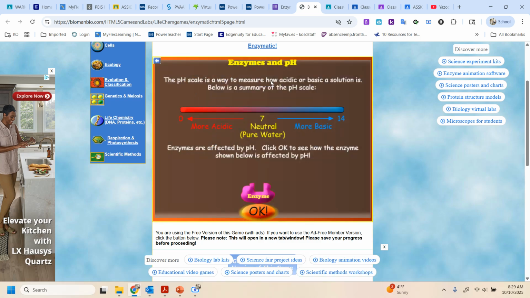So now we're going to check out another factor that would affect enzymes' ability to do their job. The pH scale is a way to measure how acidic or basic a solution is. And if you remember, we talked about low numbers being acidic, high numbers being basic, and water would be right in the middle, around 7, a neutral pH.